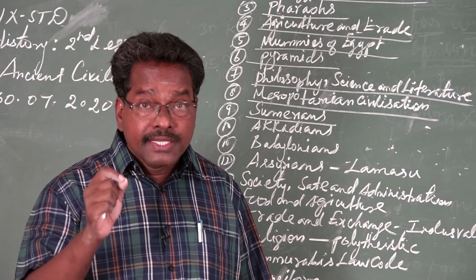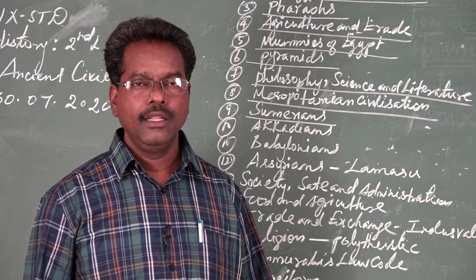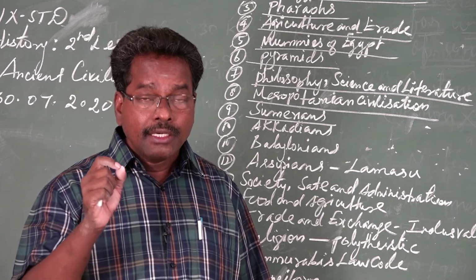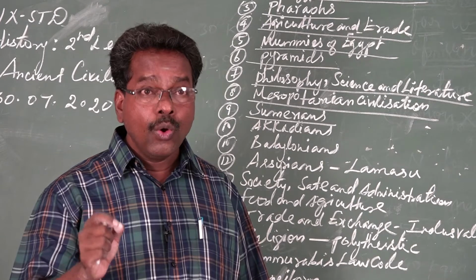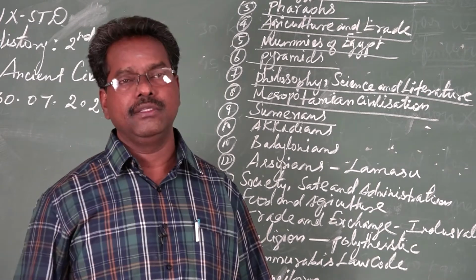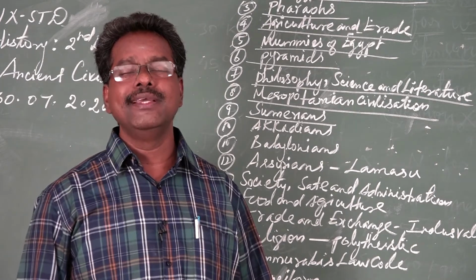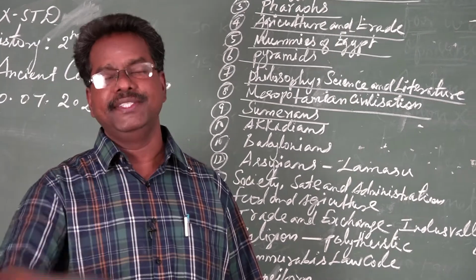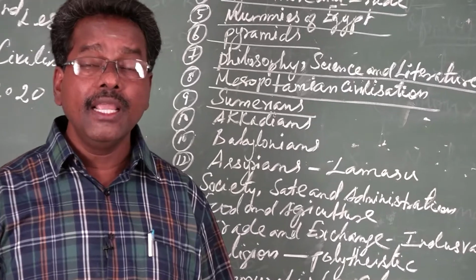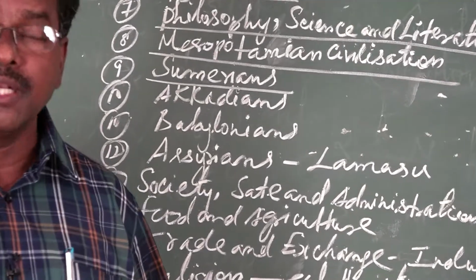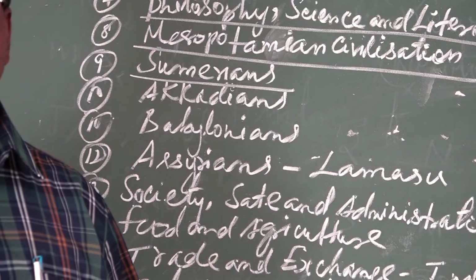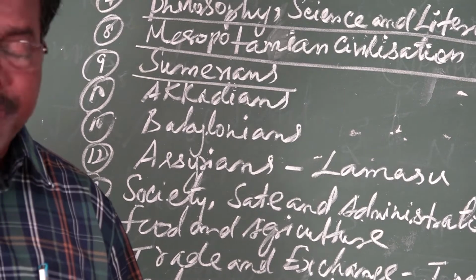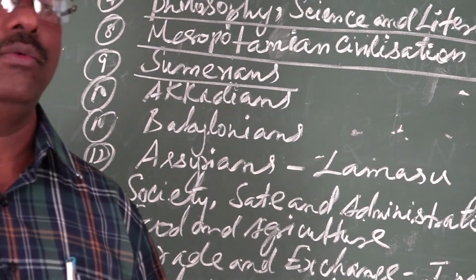Where did Sumerians settle? Sumerians settled in the Tigris Valley around 5000 to 4000 BC. Which was the oldest civilization in Mesopotamia? Sumerian civilization. Where did they originate? Central Asia. Which was the most important city of the Sumerians? Nippur.